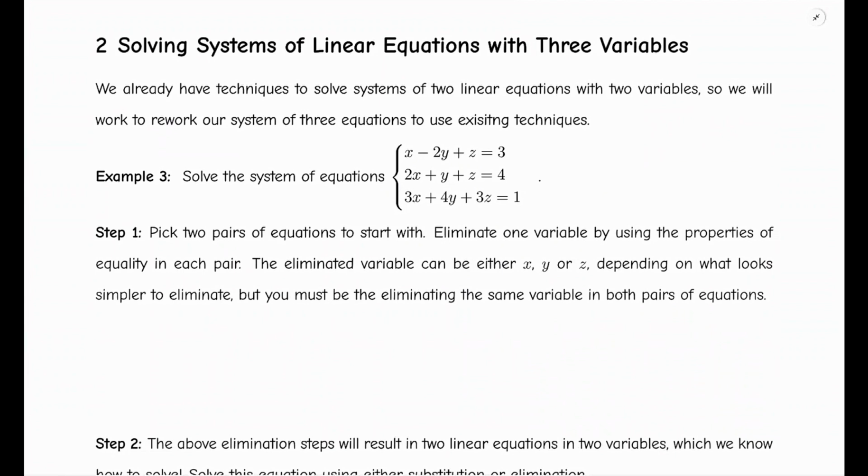You pick two pairs of equations to start with. Eliminate one variable by using the properties of equality in each pair. The eliminated variable can be either x, y, or z, depending on what looks simpler to eliminate. But you must be eliminating the same variable in both pairs. That's the important part. That is the same variable in both pairs.